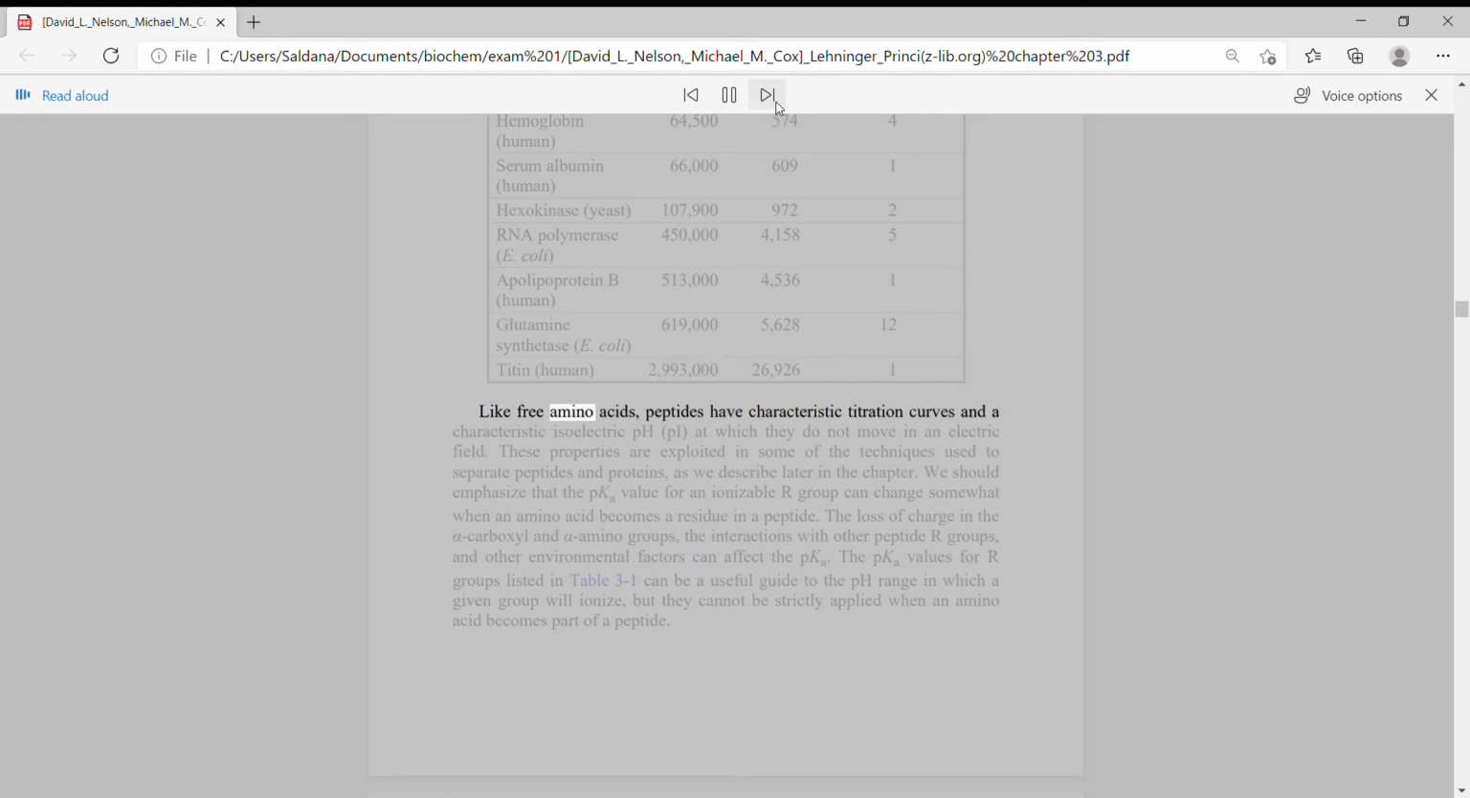Like free amino acids, peptides have characteristic titration curves and a characteristic isoelectric pH, pI, at which they do not move in an electric field. These properties are exploited in some of the techniques used to separate peptides and proteins, as we describe later in the chapter. We should emphasize that the pKa value for an ionizable R group can change somewhat when an amino acid becomes a residue in a peptide. The loss of charge in the alpha carboxyl and alpha amino groups, the interactions with other peptide R groups, and other environmental factors can affect the pKa. The pKa values for R groups listed in Table 3-1 can be a useful guide to the pH range in which a given group will ionize, but they cannot be strictly applied when an amino acid becomes part of a peptide.